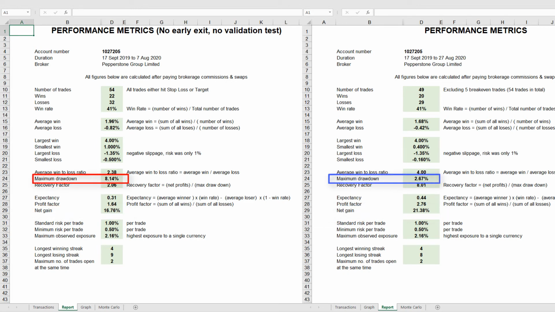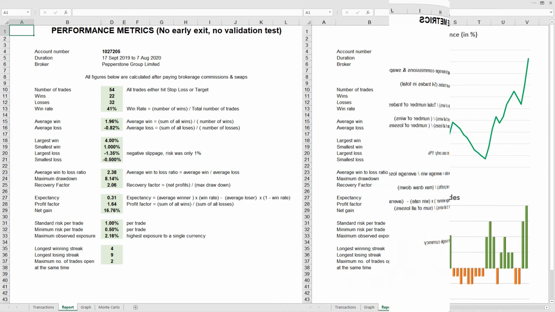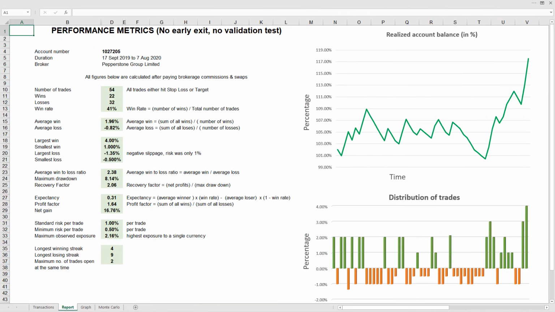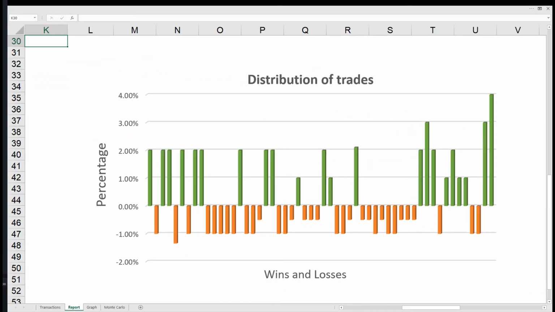Maximum drawdown is much bigger at 8.14%. And in fact, if I take a look at the account balance, maximum drawdown took place between trade number 9 and trade number 42. That's a long time to deal with mentally. At the beginning of the drawdown, account was up 9%, and at the end of the drawdown, it was almost back to the beginning. The distribution of trades graph will visually show the difference that this has on my outcomes.